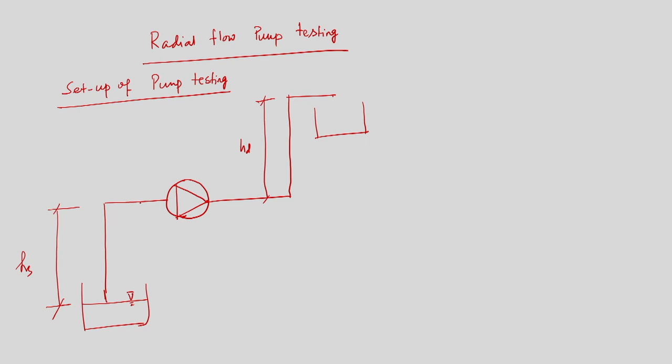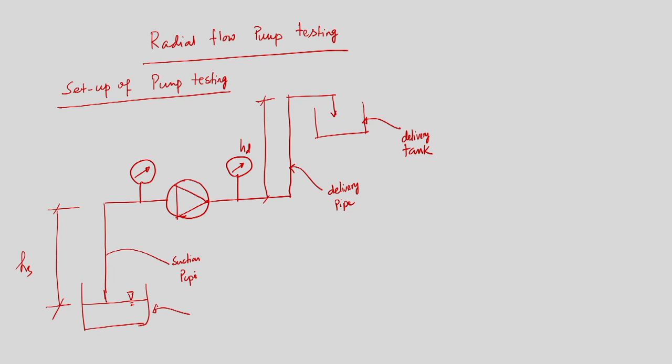We are having one suction gauge and one delivery gauge. This is the suction pipe, we are having a strainer and one valve at the suction side, we are not drawing all those. This is the delivery pipe, and it is supplying water to the delivery tank. This is the delivery tank, this is the sump, and this one is the radial flow pump.